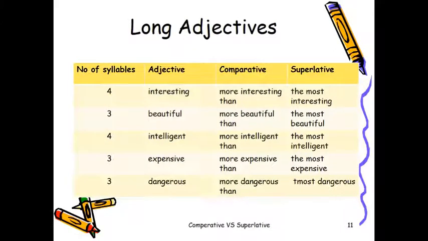While the next slide refers to the long adjectives. Interesting, more interesting than. Beautiful, more beautiful than. Intelligent, more intelligent than. Expensive, more expensive than. Dangerous, more dangerous than. Interesting, the most interesting. Beautiful, the most beautiful. Intelligent, the most intelligent. Expensive, the most expensive. And dangerous, the most dangerous.